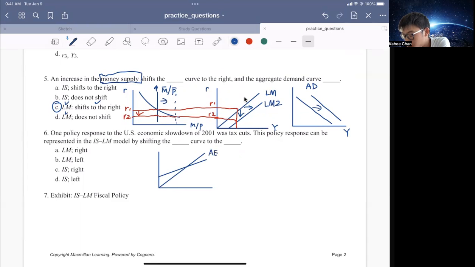Actual expenditure, planned expenditure, 45 degrees. And the y-axis and the x-axis. I'm going to go for x-axis, Y. This is PE. So when there's a tax cut, what policy is that? It is actually the fiscal policy. Expansionary.